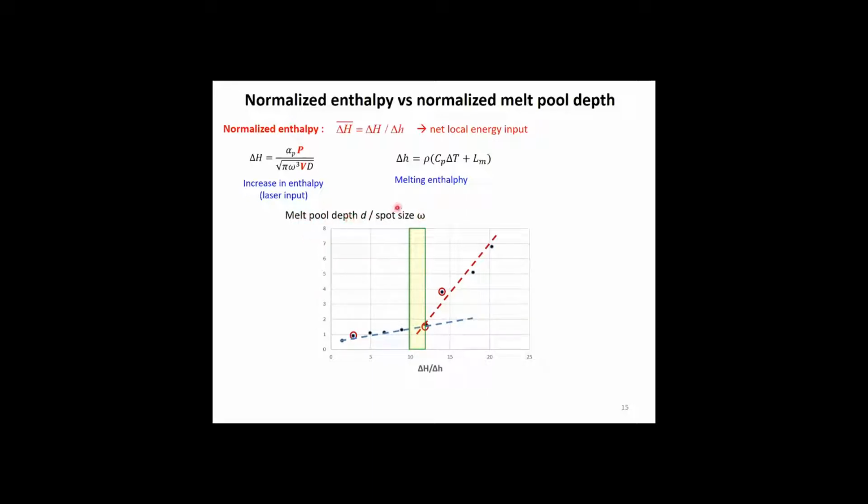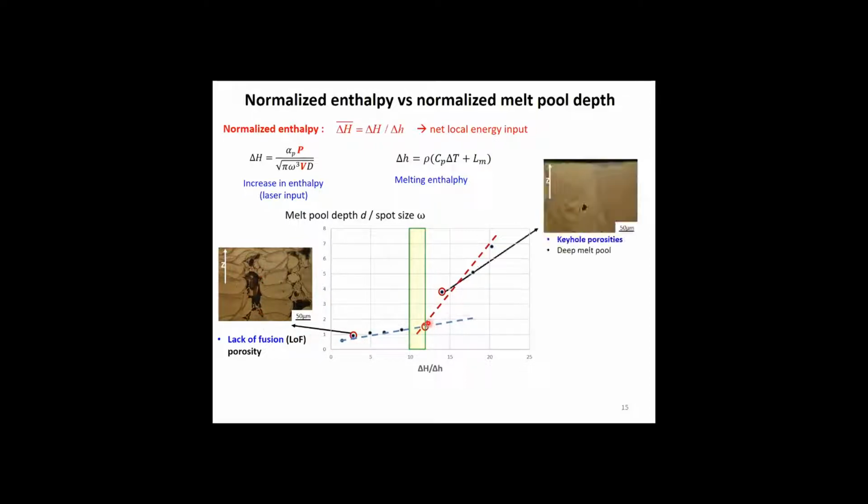And again, you normalize it by the spot size of the laser. What you find is that at lower energy, not a surprise, you see lack of fusion. And at higher energies here, you see a change of slope, which is the consequence of keyhole defects. As we know, a slight increase in energy in such a case increases very much the depth of the melt pool. That's why you have 2 different slopes here. And the sweet spot is actually at the intermediate zone that we call the conduction mode. So basically that would be the processing window that you're looking for.